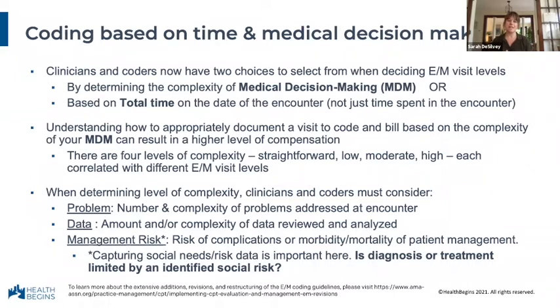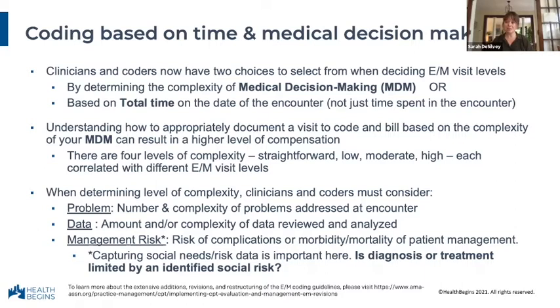So understanding how to appropriately document a visit to code and bill based on the medical decision-making can result in a higher level of compensation. There are four main levels. Those, again, did not change. It's still the same as it ever was. So you have straightforward, low, moderate, high, and they each correlate with these different E&M visit levels. And then there are three different factors, as I mentioned. So determining level of complexity, you have to consider the problems, like the number of problems you address, including whether they're chronic or acute. And this is all in the history taking. The data, right? The amount or complexity of the data you reviewed and analyzed for the course of that visit.